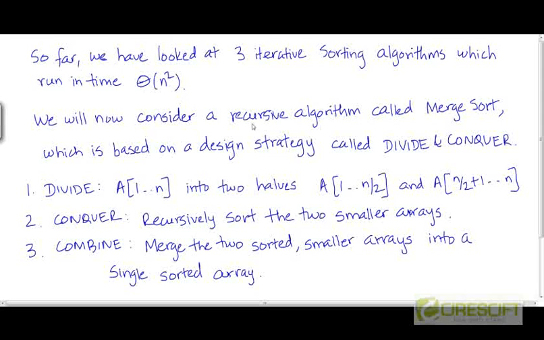We are now going to consider a recursive algorithm called merge sort, and this algorithm is based on a design strategy which we call divide and conquer. So firstly, merge sort is a recursive algorithm as opposed to an iterative one. And secondly, it's slightly more complicated than the brute force algorithms that we've been seeing for sorting.